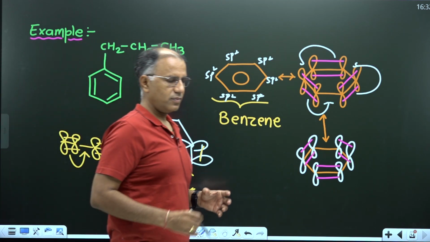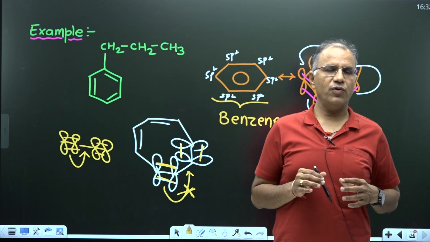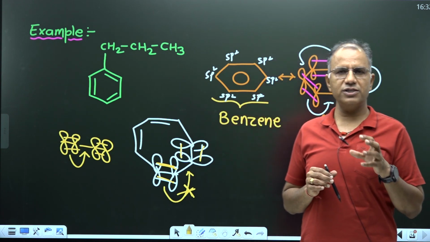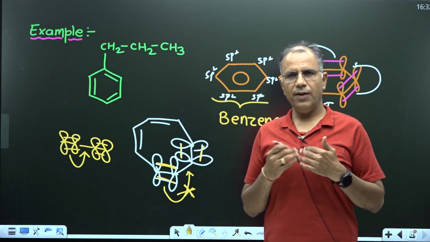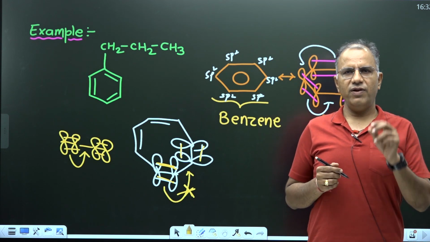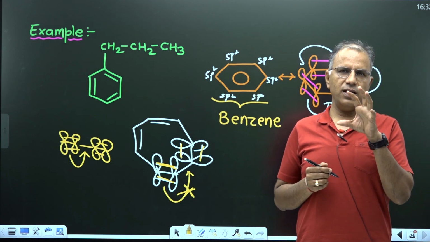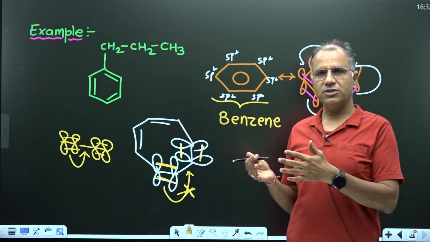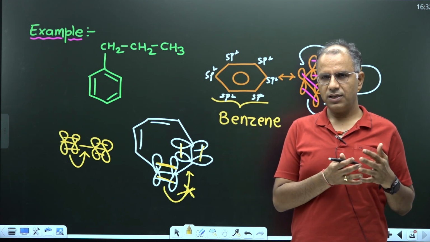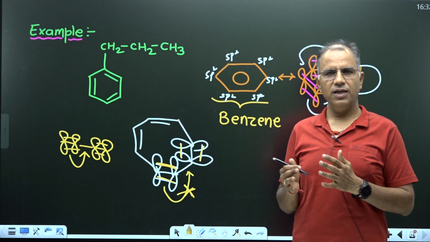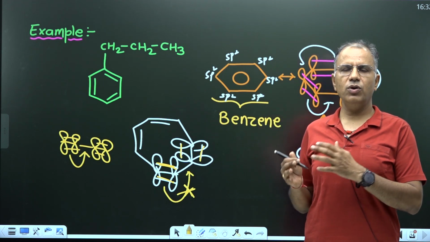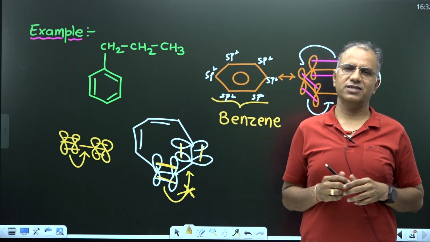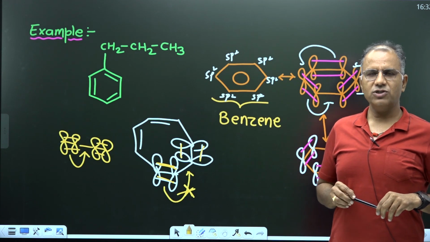Got it? So today I explained what the definition of resonance is and what the conditions of resonance are. In the upcoming 4 to 5 lectures, we will first learn when resonance takes place, then how to draw resonating structures, and the last part will be how to compare the stability of resonating structures. So that's all for today.